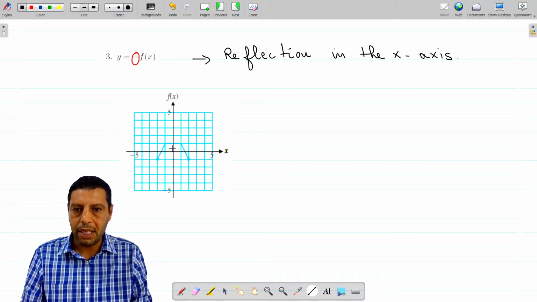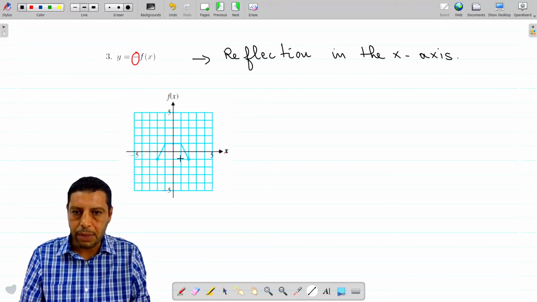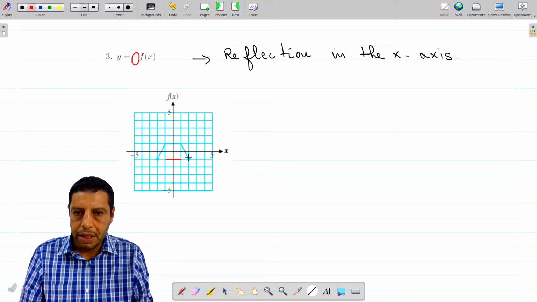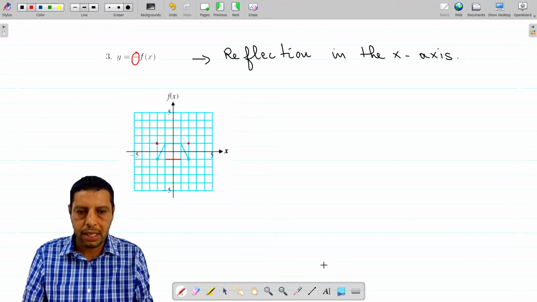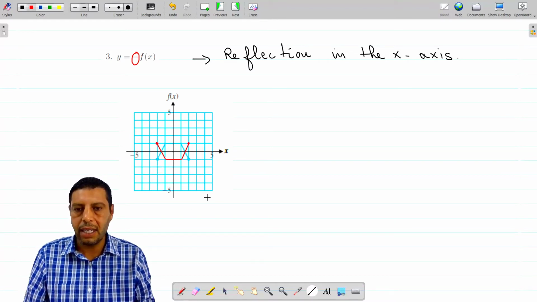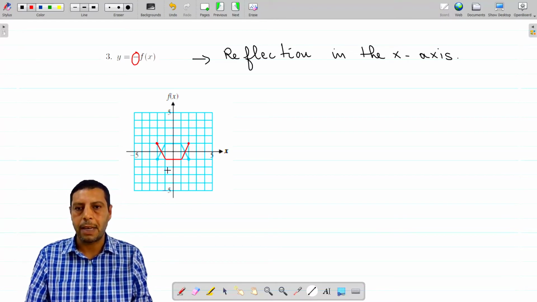So this segment here, which is above the x-axis by 1 unit, becomes here. Okay, I will use the red color, becomes here. Okay, this point becomes here. It's moved here, and this point is moved here, and you just join the points to the segment, okay? So it's reflected in the x-axis.